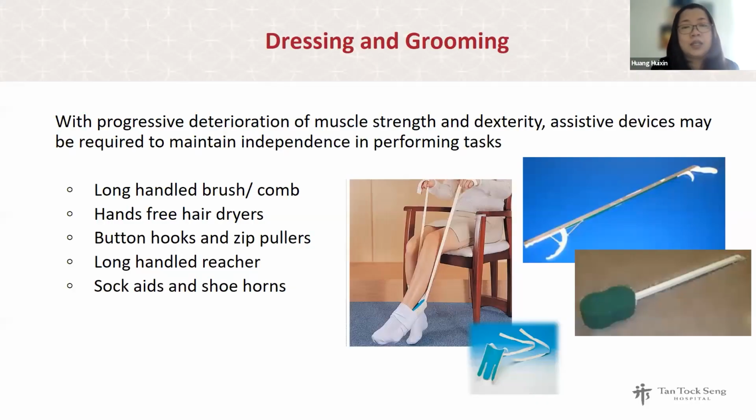Okay. Next, we look at dressing and grooming. We all know that with the progression of the deterioration of muscle strength and dexterity, there is some equipment that we might suggest to help them maintain their independence. It can be a long-handled brush, especially if they have difficulty with their gross motor movement. A button hook or zip puller, a long-handled reacher, or even shoe horns, shoe aids, and sock aids.